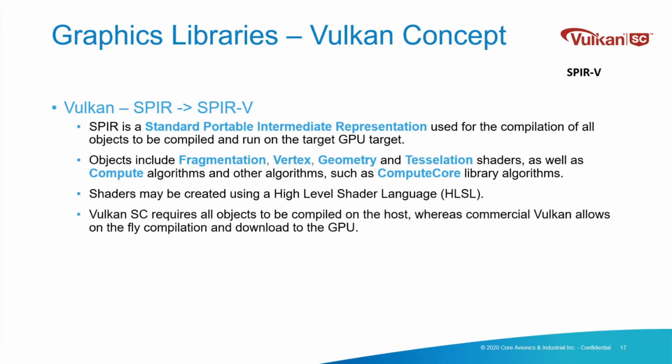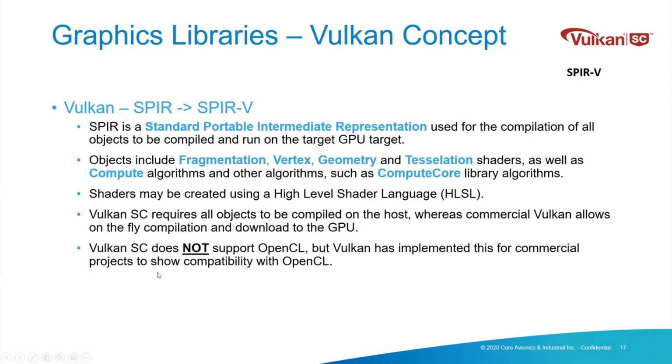One thing that's different between commercial Vulkan and Vulkan SC, apart from memory management, is that Vulkan SC requires all objects to be compiled on the host, whereas commercial Vulkan allows on-the-fly compilation and download to the GPU at runtime. That means if a game is running in a commercial version of Vulkan, it can quickly compile a shader and download it to the GPU for a specific application. Whereas with Vulkan SC, this has to be known about in advance for certification, downloaded at initialization and statically placed.